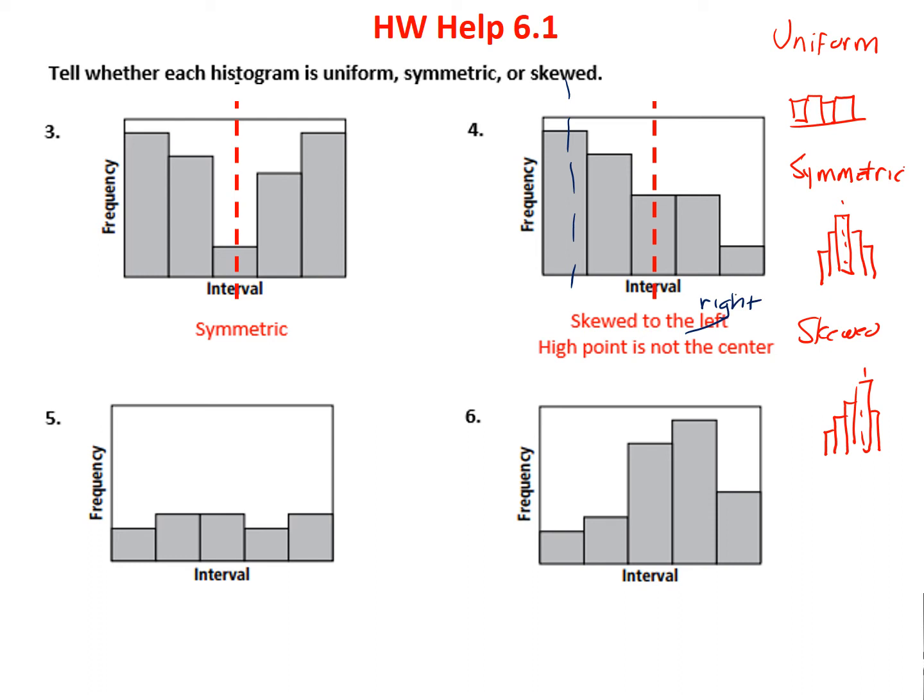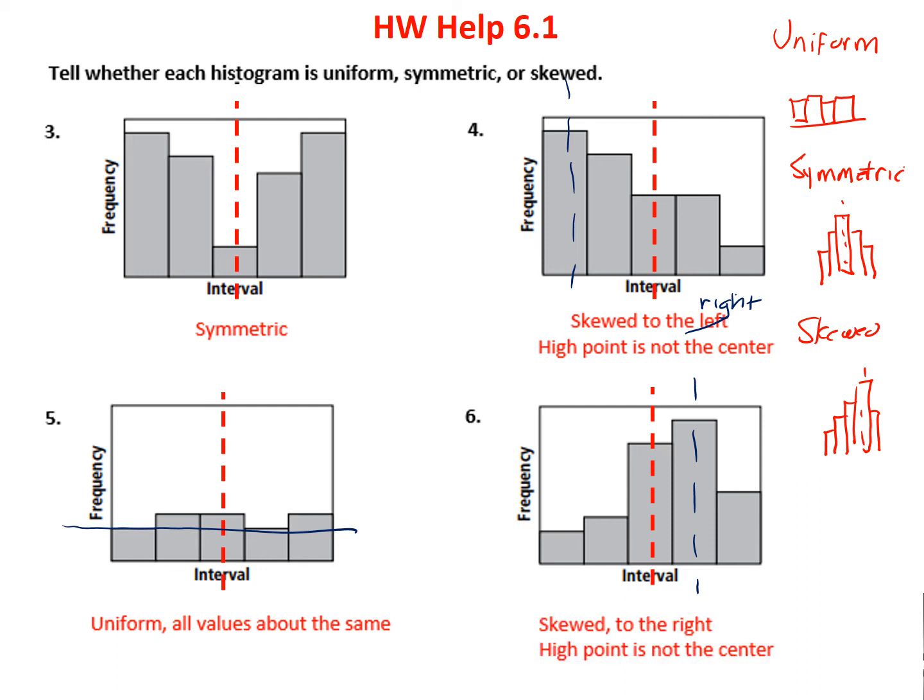If we move on to the next one, you'll notice that there's the center. Key thing to notice here, though, is all of them are about the same height. And this one we would define as uniform. All the values about the same. And then again, number 6, here's the center, but the high point is right here. And notice that most of that is to the left. So we would call this skewed to the left. Again, made an error there, but skewed to the left. The high point is not the center. So with histograms, we're just describing the shape.